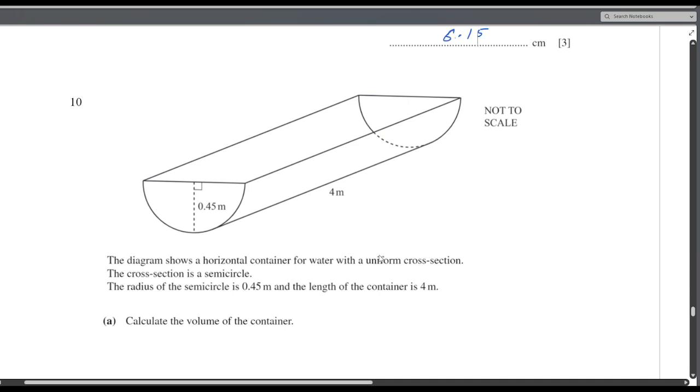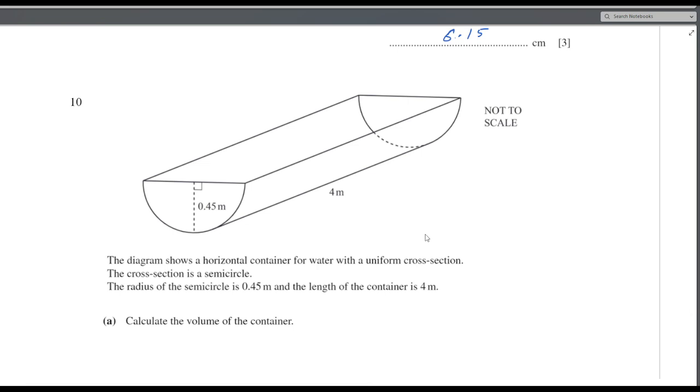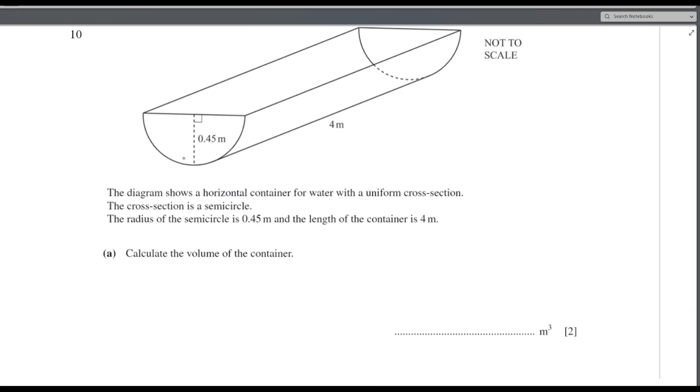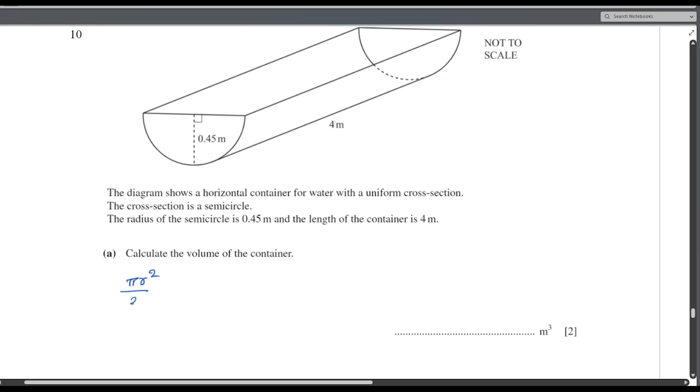The diagram shows a horizontal container of water with a uniform cross section. The cross section is a semicircle. The radius of the semicircle is 0.45 meter and the length of the container is 4 meter. Calculate the volume of the container. Now volume is nothing but cross section area multiplied by length. So here cross section is a semicircle whose formula is pi r square divided by 2. This is cross section area. This is multiplied by length.